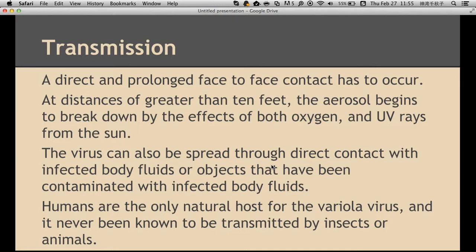The virus can also be spread through direct contact with infected body fluids or objects that have been contaminated with infected body fluids. People are the most contagious at the time of onset of the rash, and this lasts until the last smallpox scab falls off. Some cases have also been shown to be contagious at the onset of fever, which occurs before the rash. Humans are the only natural host of the variola virus, and it has never been known to be transmitted by insects or animals.